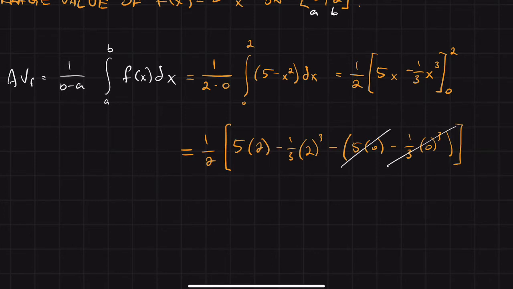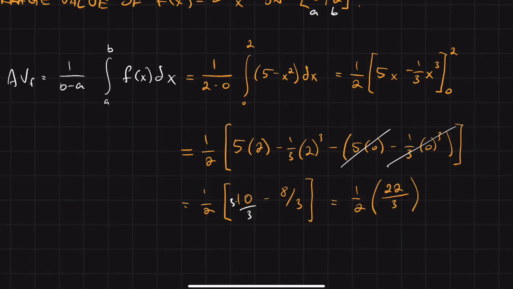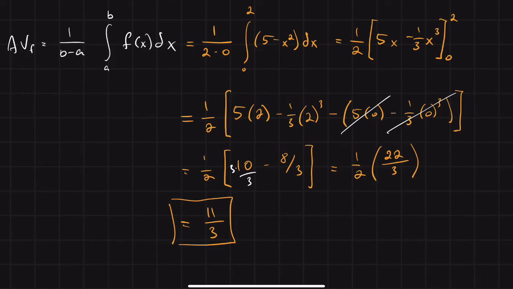Well, by plugging in a 0, the 5 times 0 goes to 0, and the negative 1/3 times 0 cubed goes to 0. This then simplifies to 1/2 times 10 minus 8/3. We can find a common denominator, and then our final answer is just 11/3. So this is the average value of the function over the interval from 0 to 2. And take note that that average value is actually a y value that we just calculated.